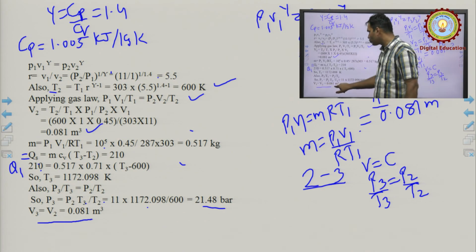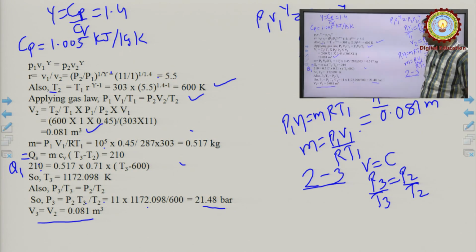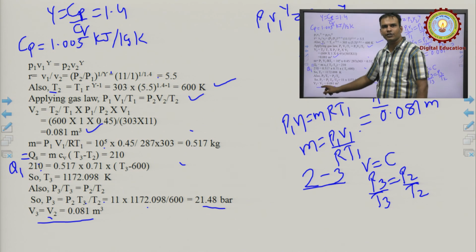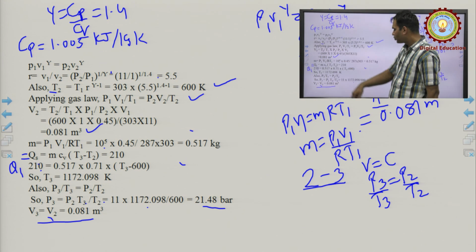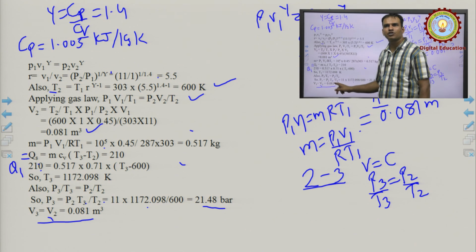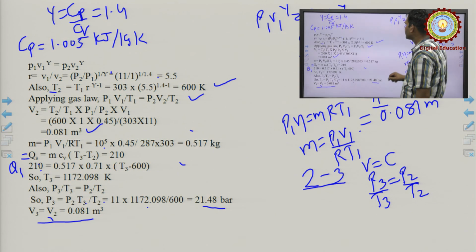Since it is an isochoric process, the volume is constant, so V3 is equal to V2. V2 we have calculated here, so V3 is equal to V2, that is 0.081 meter cube.